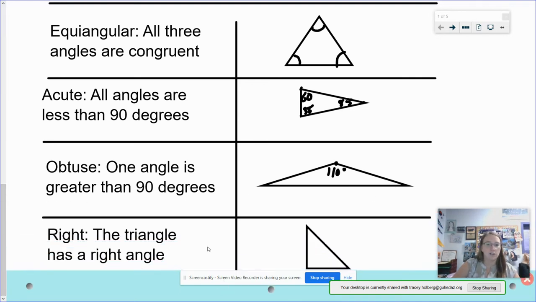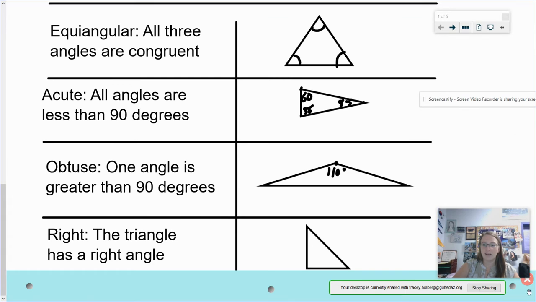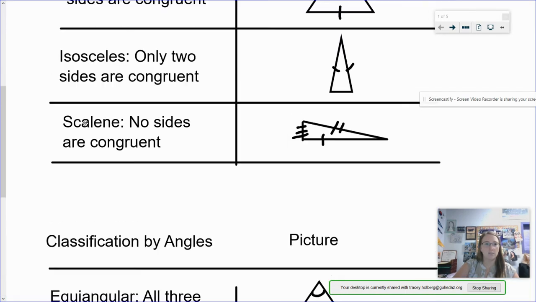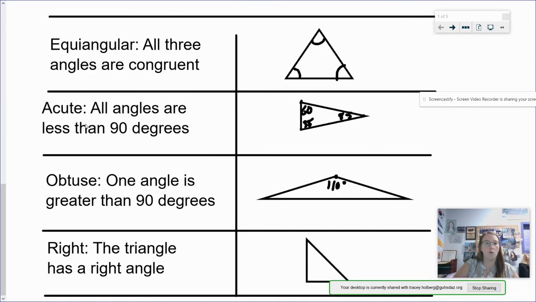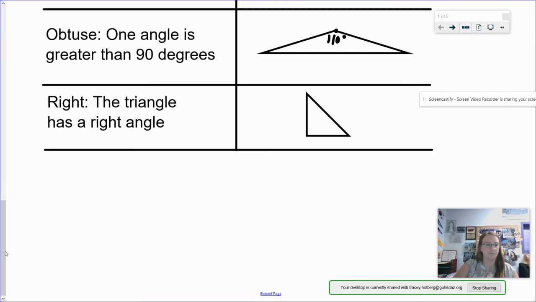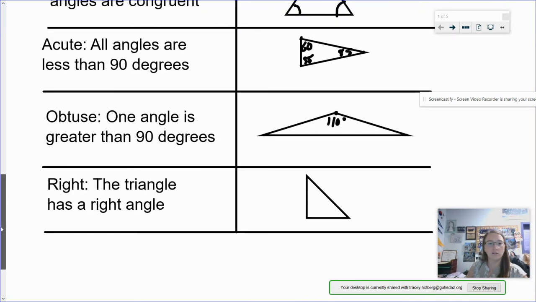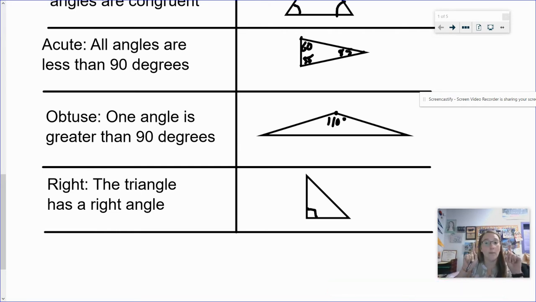The last angle classification. So we have 3 classifications by sides and 4 classifications by angles. A right triangle means it has a right angle. So this would be our right angle. Remember that box means it's a right angle, which has how many degrees is a right angle? 90.